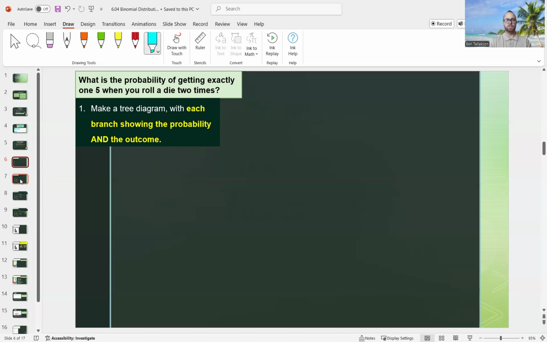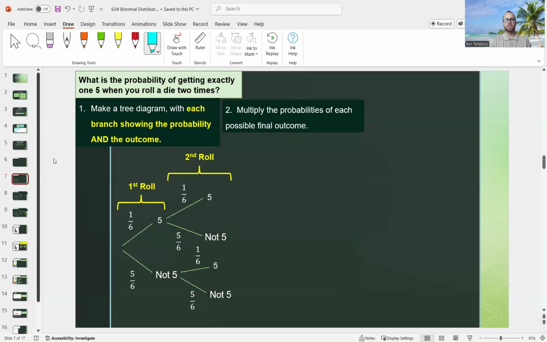And hopefully it looks something like this. Here I'm showing the first roll. The first roll has the probability and the outcome. The outcome of landing on a 5, that probability is 1/6. Or I could land on something other than a 5, that's the outcome, and the probability 5/6.